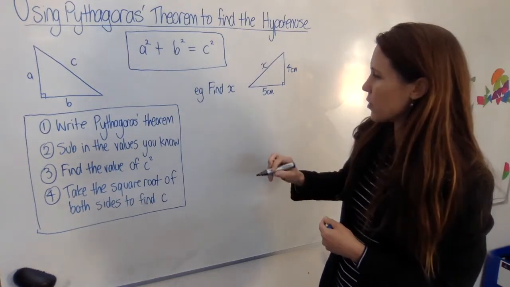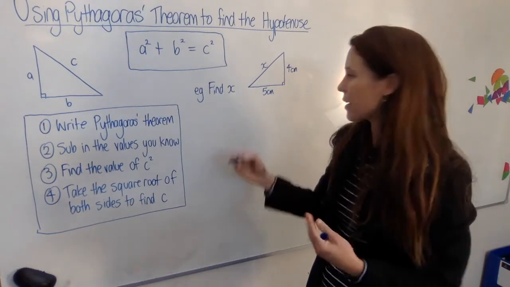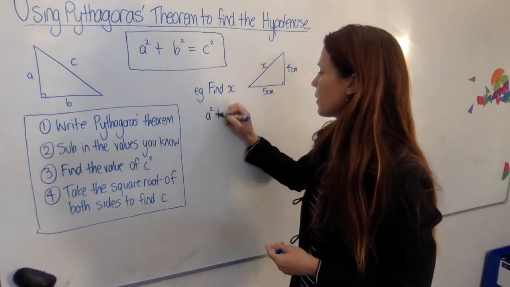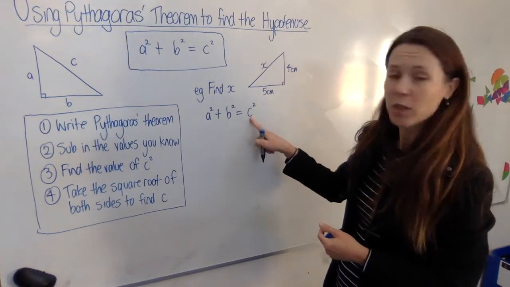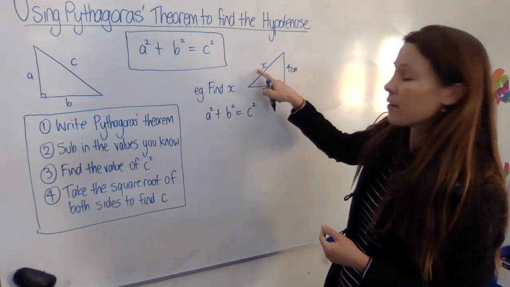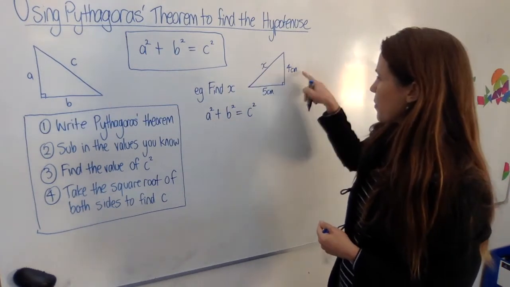Alright, first thing to do is write the theorem. a squared plus b squared equals c squared. We'll write it like that every single time. Now, second step is think about which one is the c. The c here is our x, okay? So that means the a and b must be the other two sides.